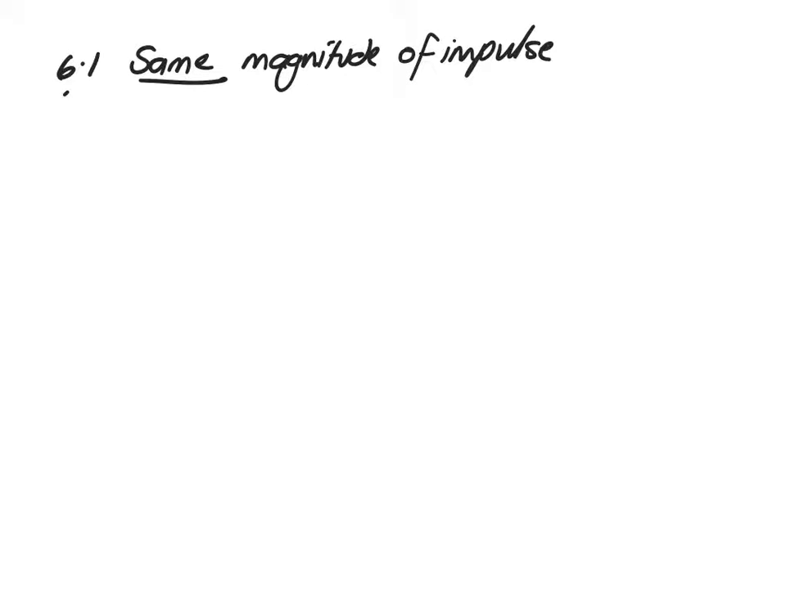But of course, as with all of these questions, we have to justify our answer by referring to relevant physics principles and supplying supporting calculations. So, what do we remember about impulse? Impulse is a change in momentum. So, if we could look at the change in momentum for car A and car B and compare them, we could justify our answer to 6.1.